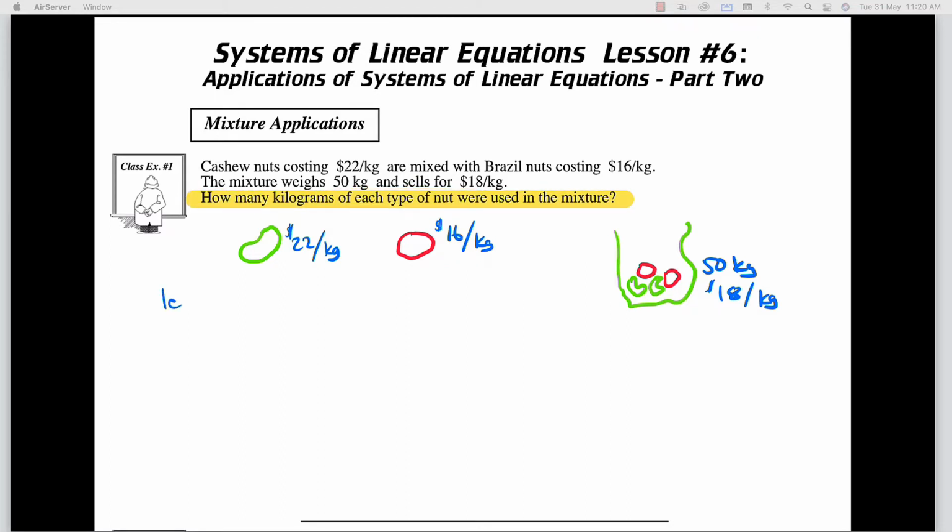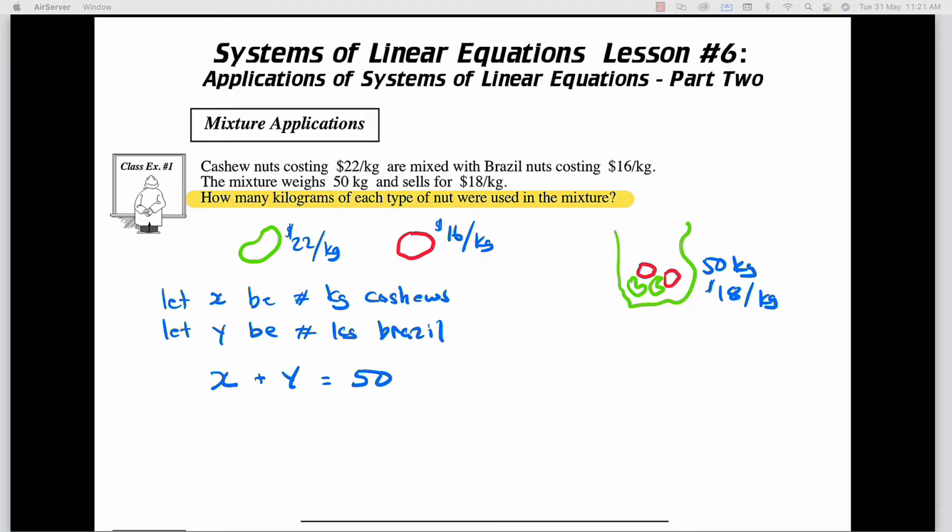So we're just going to say let x be the number of kilograms of cashews, and let y be the number of kilograms of Brazil nuts. So I now need to make two equations. I know I've got 50 kilograms in total, so the first equation is quite easy. It's x, the number of kilograms of cashews, plus y, the number of kilograms of Brazil nuts, is going to equal the total amount, which is 50.